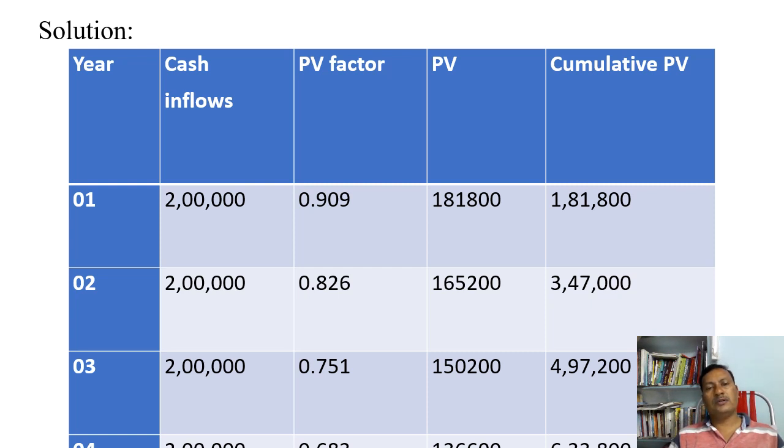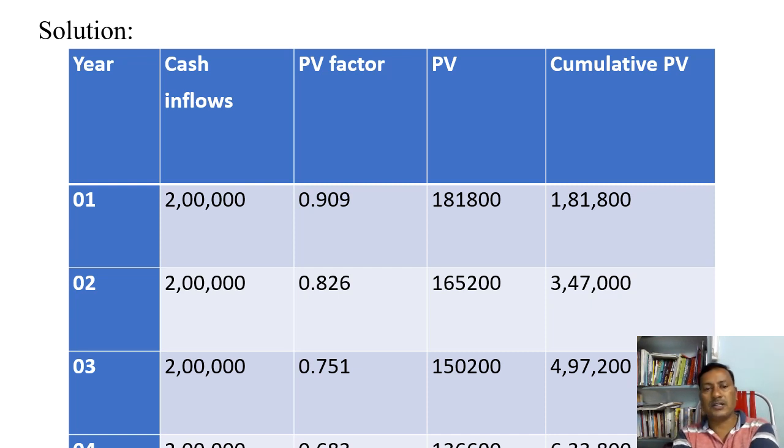Second year 2 lakh cash inflow, PV factor is 0.826. So the present value becomes 1,65,200. That is the cash inflow into PV factor. Third year 2 lakh into 0.751, 1,50,200. So the cumulative will become added.